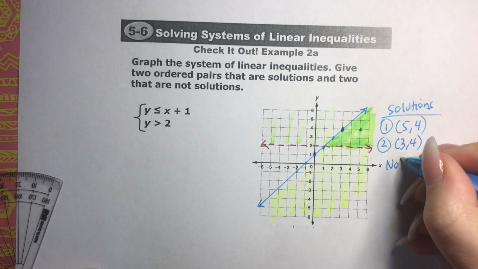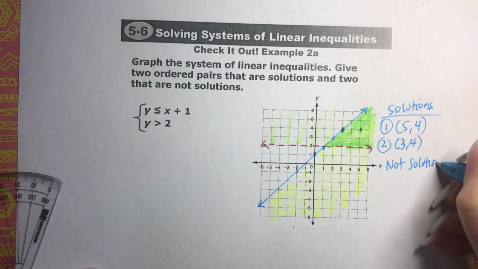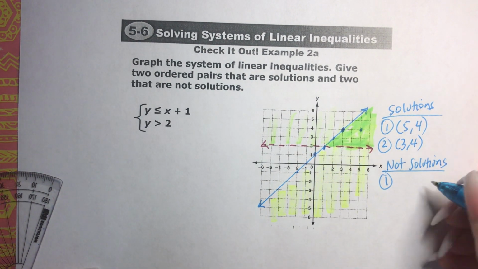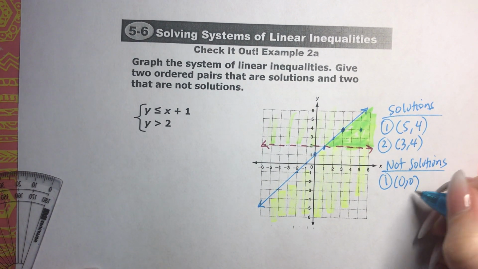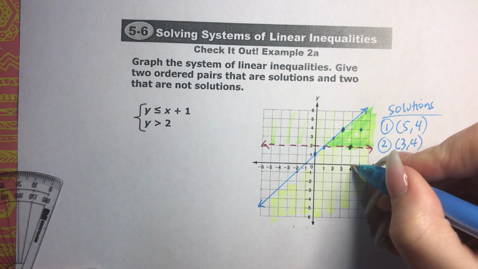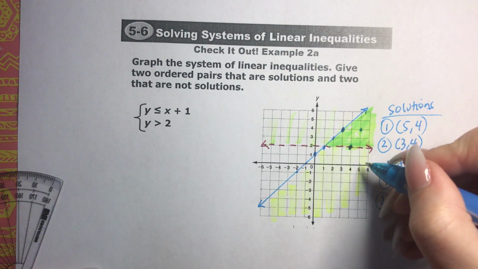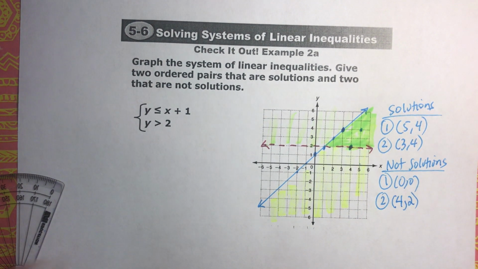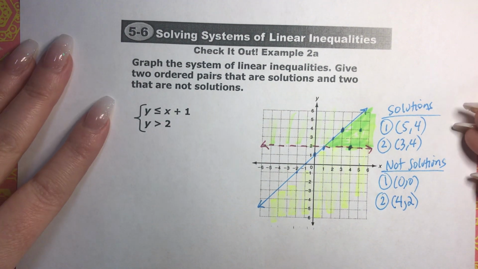And then we have to pick 2 that are not solutions. So one that's obvious, 0, 0, perfect. And then one that's maybe not as obvious would be something that's on that dashed line, because anything on the dashed line isn't a solution. So 4, 2. So anything like that, if you did that, great job.